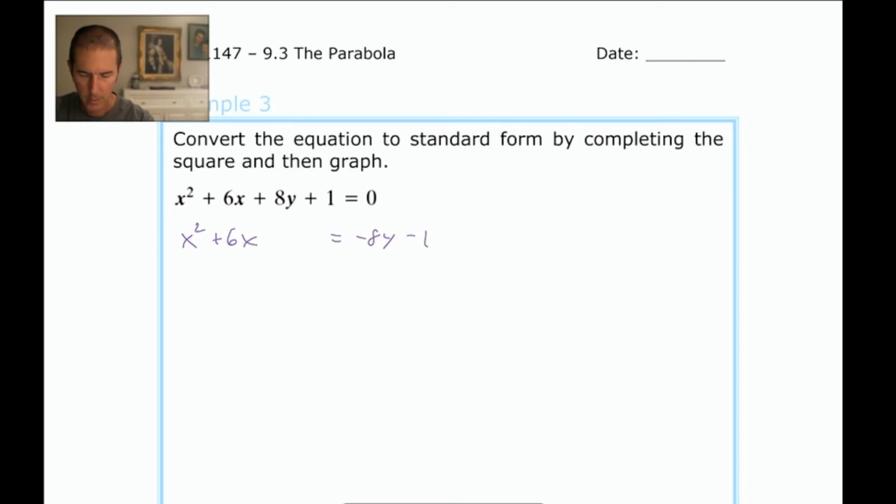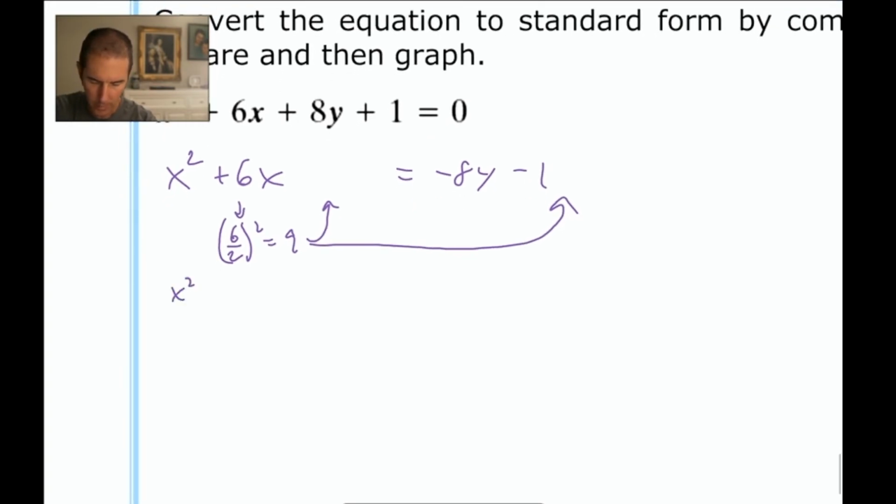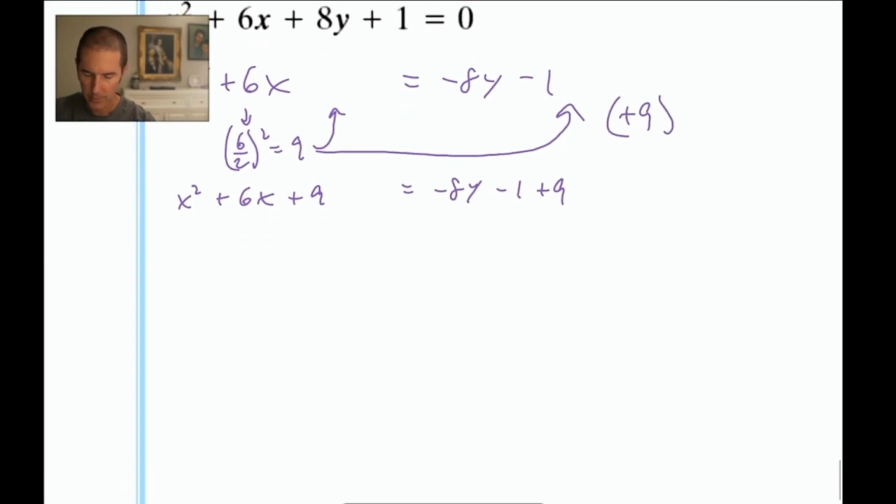And then we'll complete the square on the left-hand side by taking the 6, dividing it by 2, and squaring it. So 3 squared is 9, and it's 9 that we will add to the left-hand side, but of course, whatever we do to the left, we must do to the right. So now we have x squared plus 6x plus 9 equals negative 8y minus 1 plus 9. I would probably just put a little note over here that says we're adding 9 to both sides. It's pretty obvious, I think, because we're only doing things one step at a time.